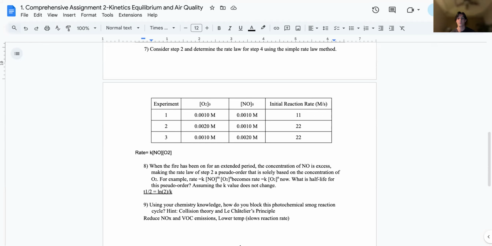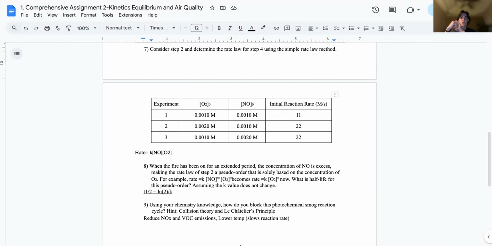And for number 7, the rate is k times NO times O2, all with respect to the first order. This is because to calculate the order of NO, you first find where O2 has the same molarity, which is in experiment 1 and experiment 3. Since those are the same, you divide the NOs, 0.002 divided by 0.001, which gives you a value of 2. Then you do the rates, 22 divided by 11, which also gives you 2. Since they're both equal, it makes it reactant order 1.